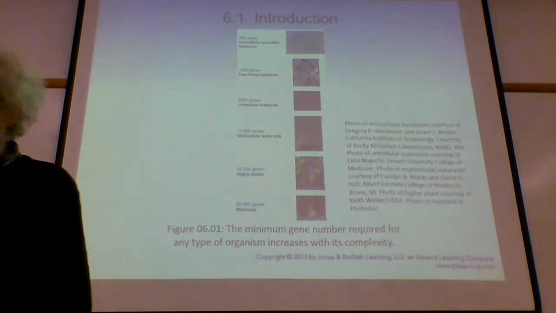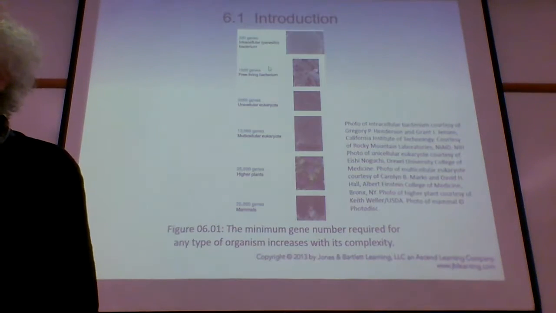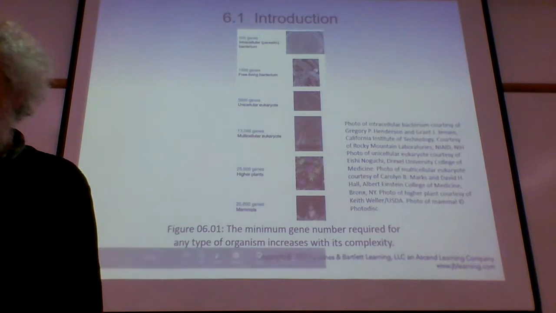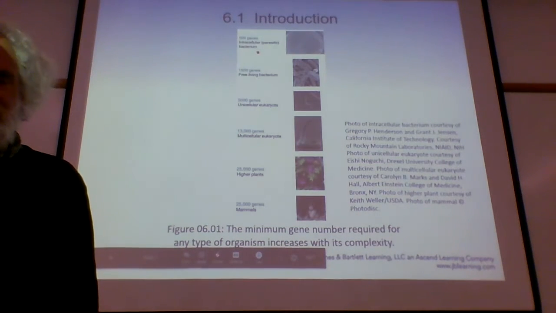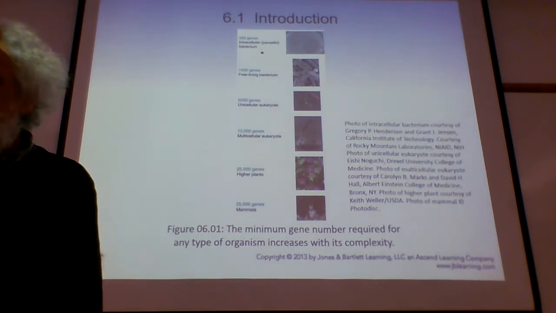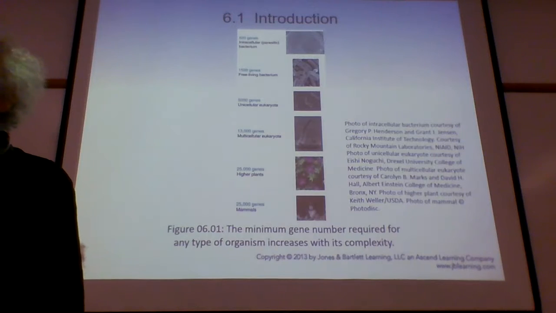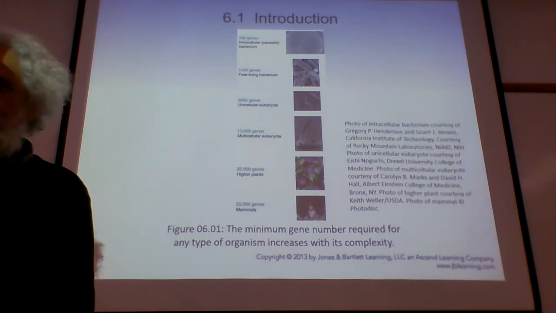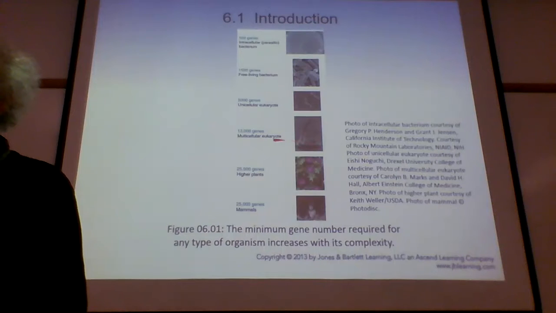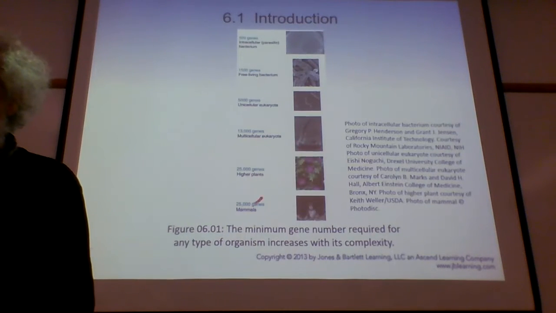So if we look at an intracellular parasitic bacterium, like a rickettsia organism, as they're called, these are bacteria that are not free living. They actually require a cell to live in. They've got about 500 genes. A standard bacterium has about 1,500 genes. Unicellular eukaryotes, about 5,000 genes. You get to multicellular eukaryotes like a nematode, about 13,000 genes.